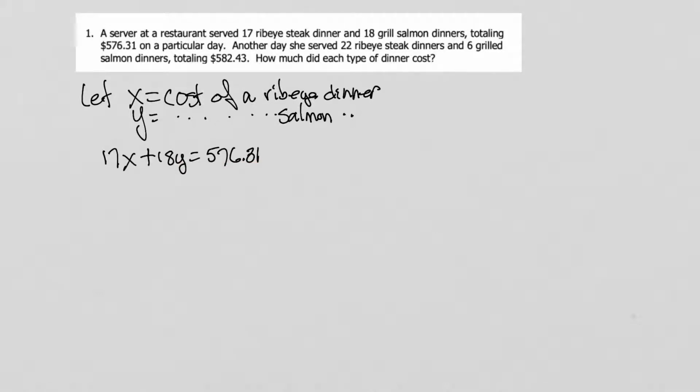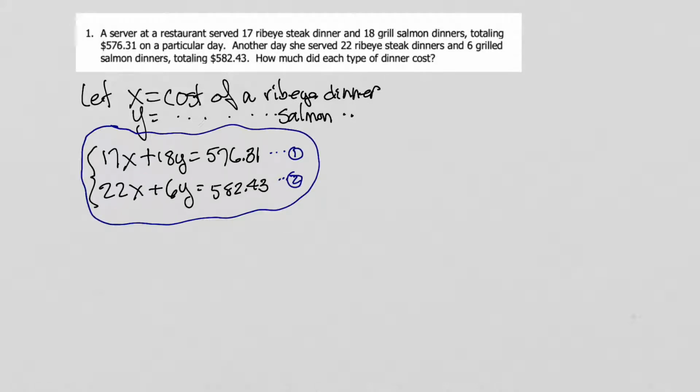Now we also know that we've got 22 and 6, so let's see what we can do with that one. If we take 22 of these ribeyes plus 6 of those salmons, that'll come out to $582.43. Okay, there's our system. And then what we could try to do here is to eliminate Y and get X.